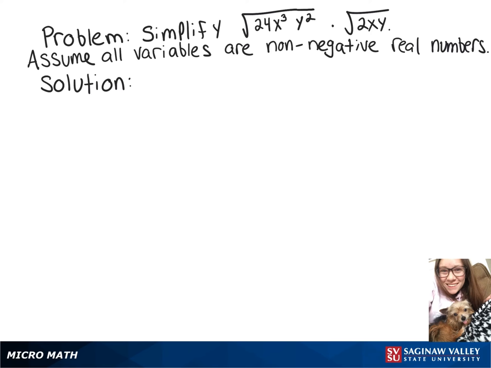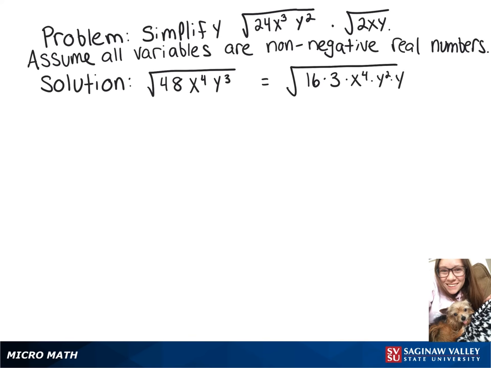We're going to simplify the square root of 24x cubed y squared times the square root of 2xy. So we're going to multiply everything together and put it all underneath one radical, giving us 48x to the fourth y to the third. Now we can split some of that up to make it easier to take the square root of. So we can rewrite that as the square root of 16 times 3 times x to the fourth times y squared times y.